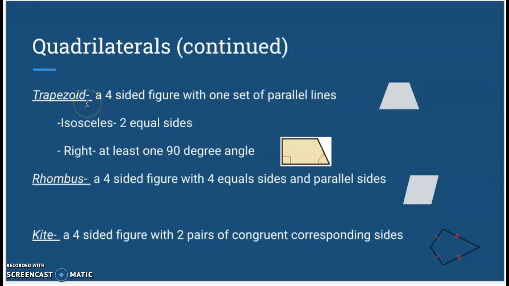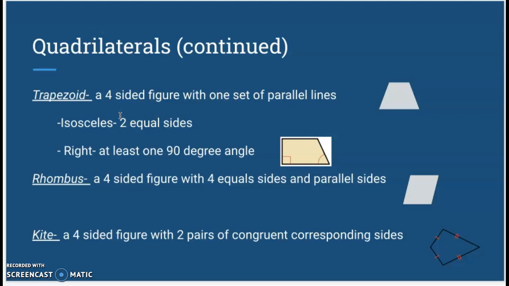Alright, now we have three more types of quadrilaterals. Again, a quadrilateral is a four-sided figure. Our first one is a trapezoid. A trapezoid is similar to a parallelogram because it does have parallel lines. This top and bottom line are parallel to each other. However, these sides are not parallel to each other. If we were to continue this line out and continue this line out, eventually up here they would meet, which means they would touch, so they're not parallel. So it only has one set of parallel lines.